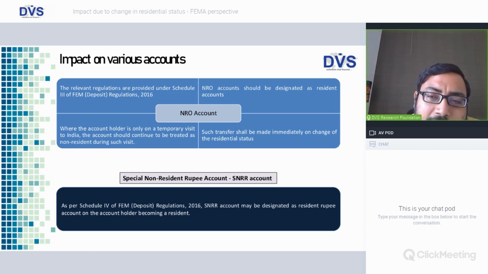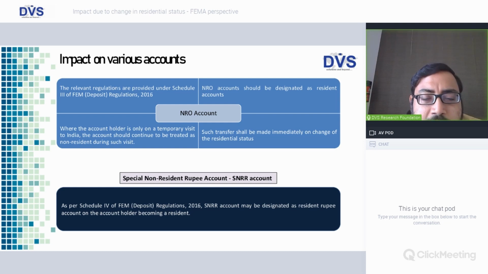So unless there is an intention of staying permanently in India, you can continue to hold it as an NRO account. Once there is an intention to permanently stay in India, it has to be changed immediately to a resident account, either to an SB or a current account.